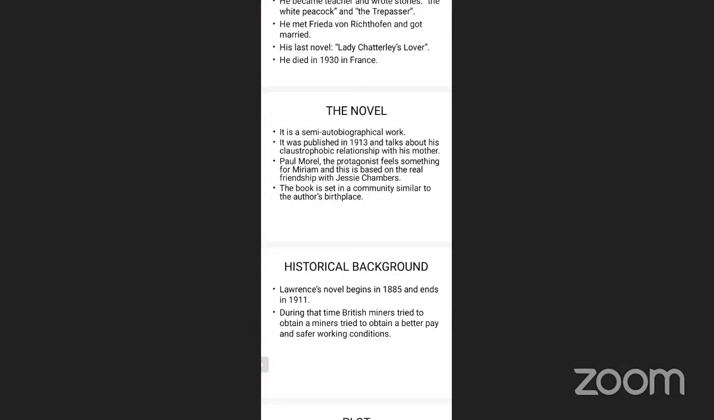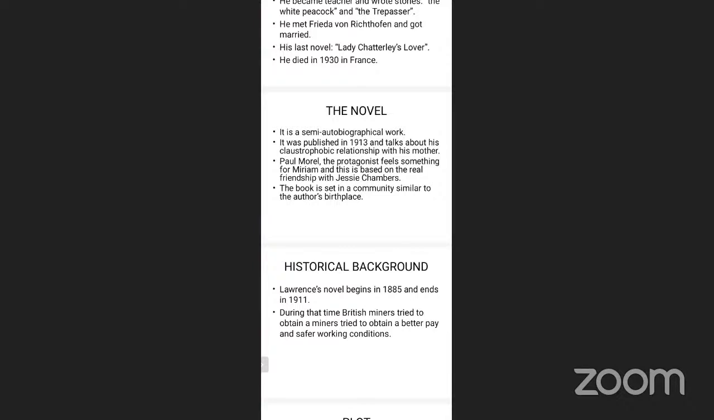Now, this story, that is the novel's story, actually revolves around a family called the Morrell family. Paul Morrell, the protagonist, feels something for Miriam, and this is based on the real friendship with Jessie Chambers. And let me clear one thing: this family has four members, and the entire story revolves around all four of them.